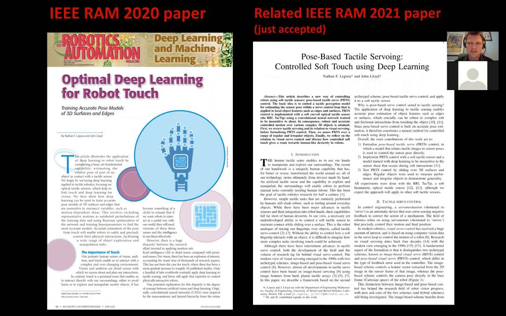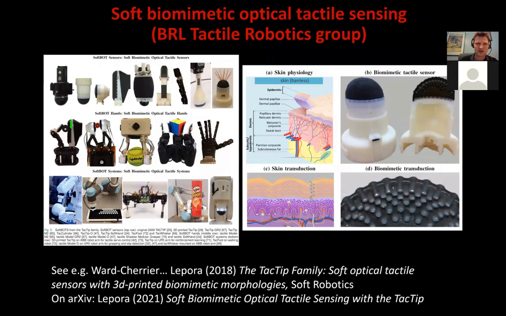Now, the work is part of a larger body of work that John and I have been doing together on control of touch, of tactile sensors, basically the servo control of using tactile sensing. We have a separate paper that has just been accepted at RAM as well on pose-based tactile servo control using deep learning. I'll discuss both of these in this talk, with more of an emphasis on the paper I'm supposed to be talking about, the optimal deep learning for robot touch.